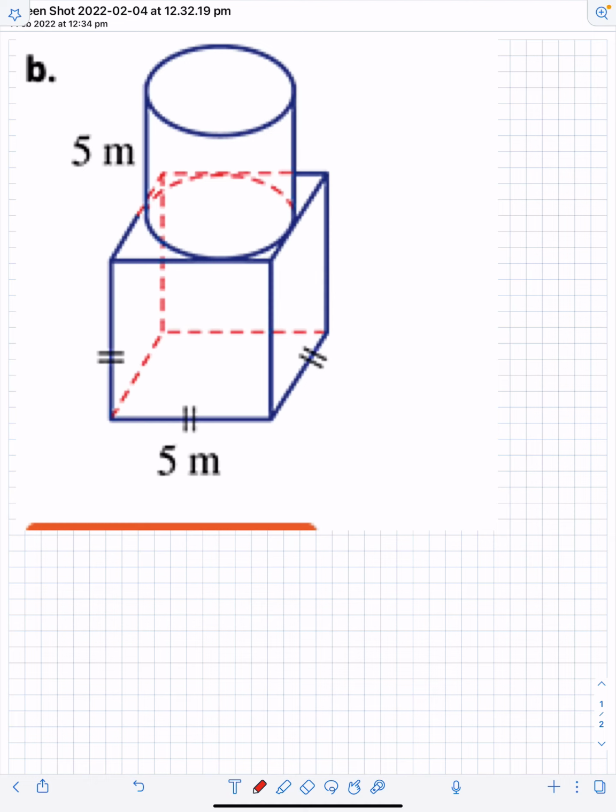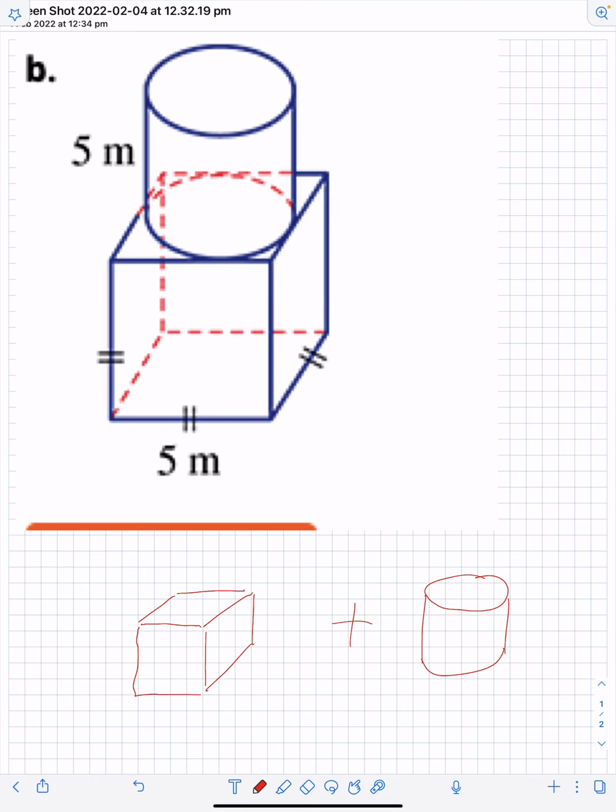To find the volume of this object, what we want to do is find firstly the volume of a cube. So hopefully you can identify that we've got a cube there. Right, we want the volume of that. And then we also want to find the volume of this cylinder, which is here.